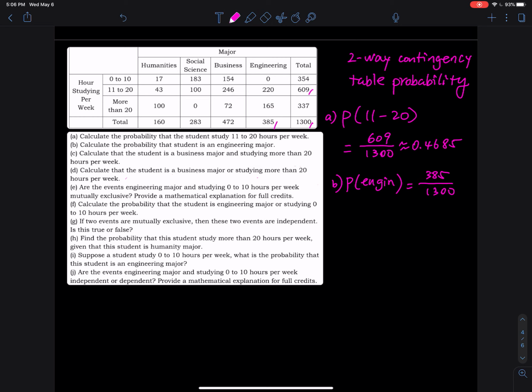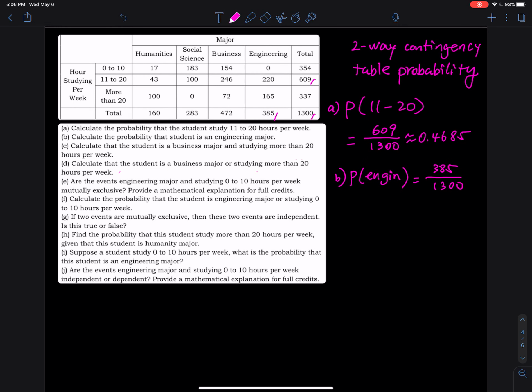All right. What about C? C is business and study more than 20 hours. So C is the probability of business and study more than 20 hours every week. For this one, we have to take a joint frequency divided by the grand total. Business and study more than 20 is 72. So we will take 72 divided by the grand total, which is 72 divided by 1300. So that is for part C.